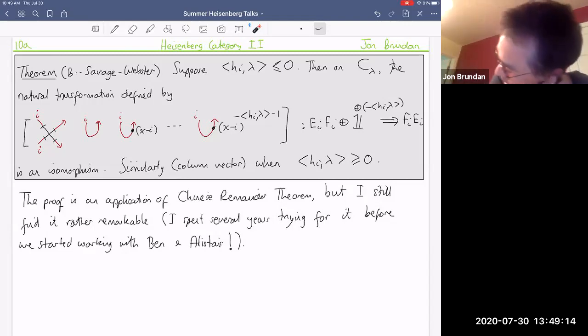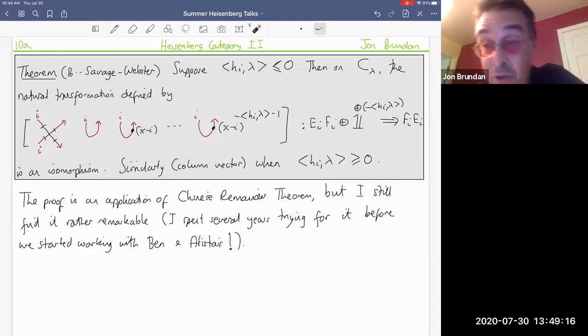I wouldn't call it really new. It's just in a new language. This Heisenberg language is perfect for this stuff. But this theorem I'm very proud of.